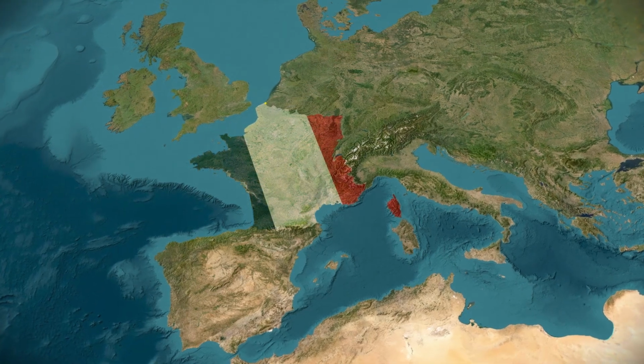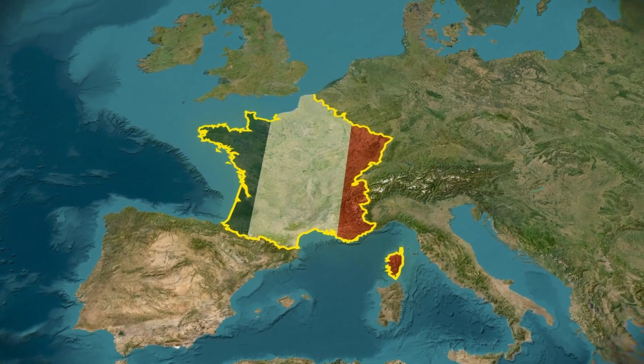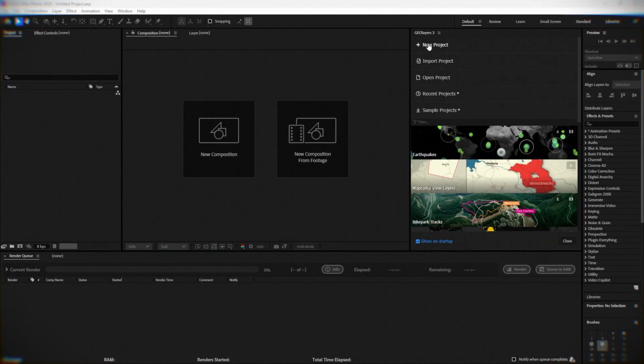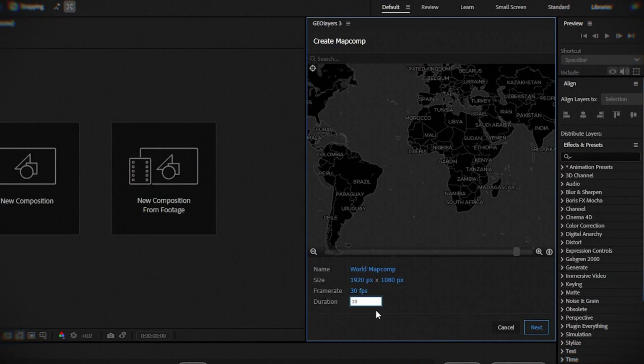Check out this animation using GeoLayers plugin in After Effects. I'm going to show you exactly how to build this. Start with a new project. Put the frame rate at 30 frames per second and duration at 10 seconds.